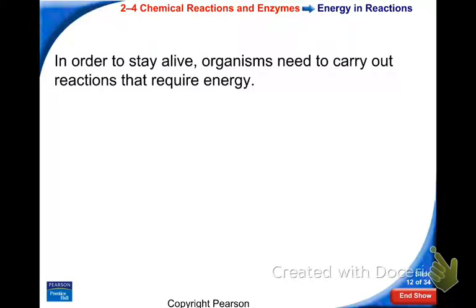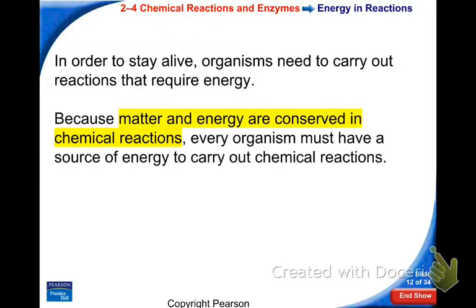So in order to stay alive, organisms need to carry out reactions that require energy. Just like I was talking about a minute ago, the food that we eat goes into our digestive system, and we're going to be breaking apart the large molecules, the large proteins and lipids and carbohydrates that we're eating in our diet, breaking them down into their smaller monomers, their building block molecules, and then using those building block molecules to give us the energy that we need for our cells to function in the way they need to.